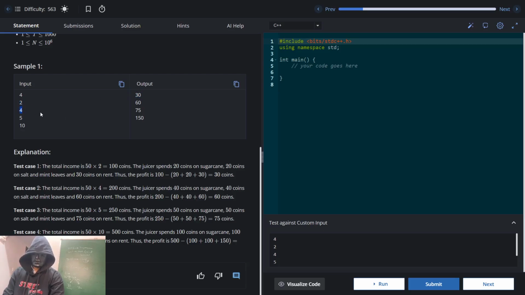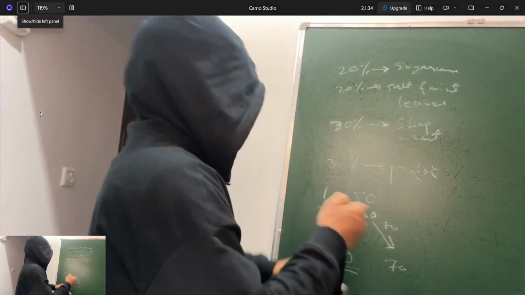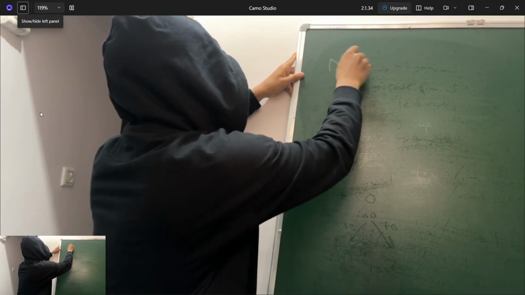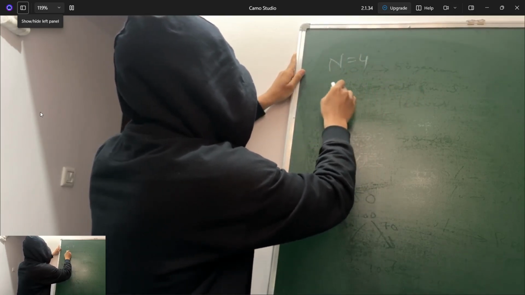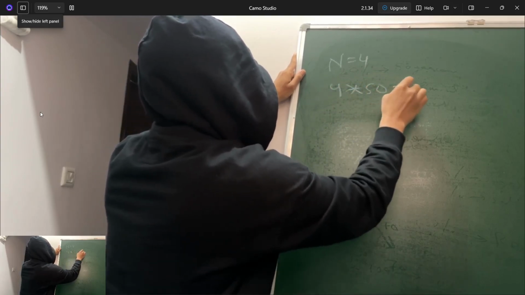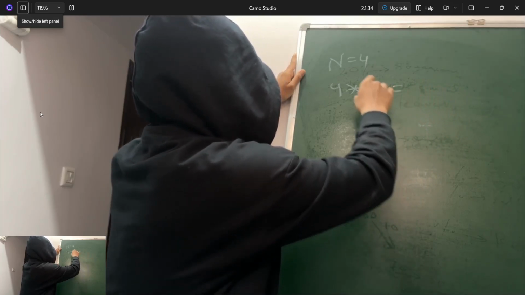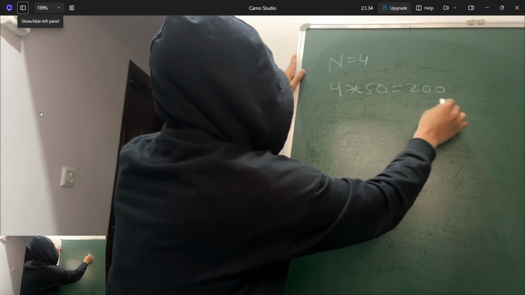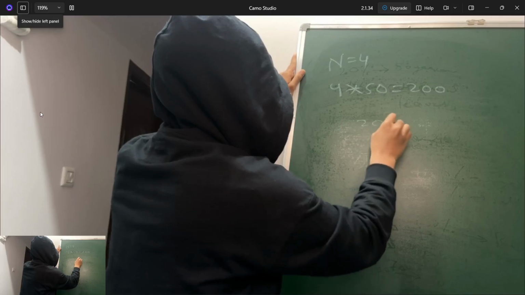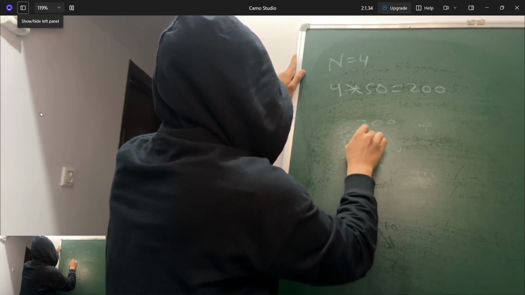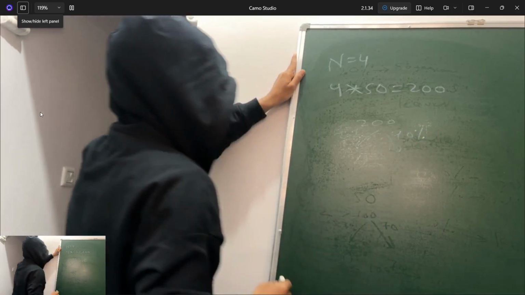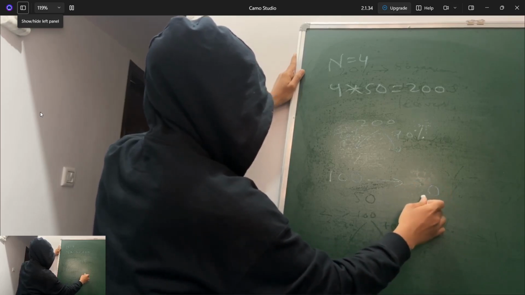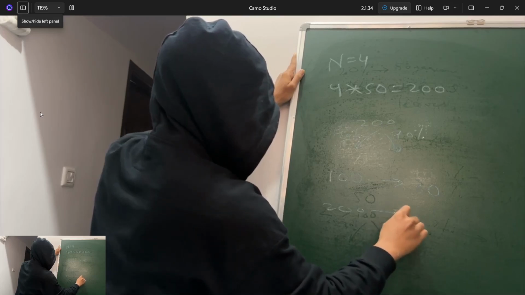Now let me consider the second example, n equals 4. So 4 into 50 is the total selling, 200 rupees. Out of 200 we have to make 2 partitions, one for 30% and one for 70%. You can think of it this way: if 100 rupees is the earning, then he gets 30 rupees profit. If 200 is the earning, what is the profit he will get?